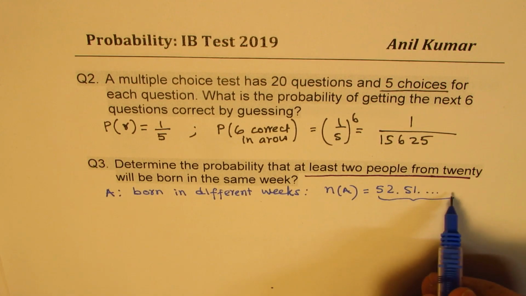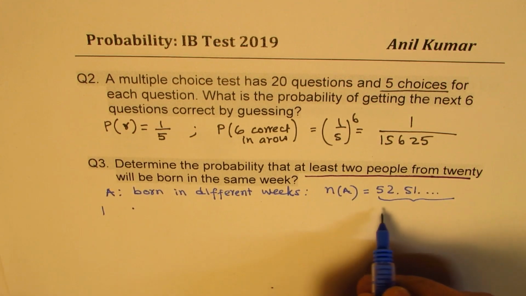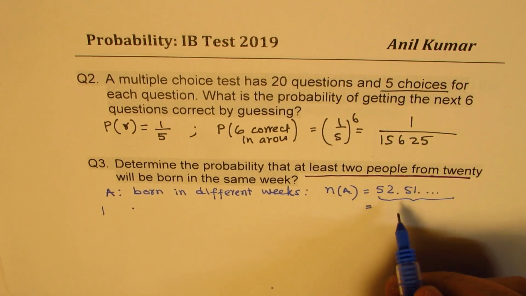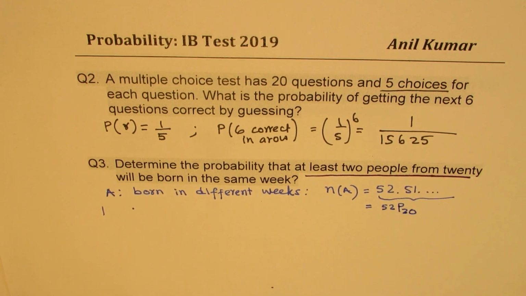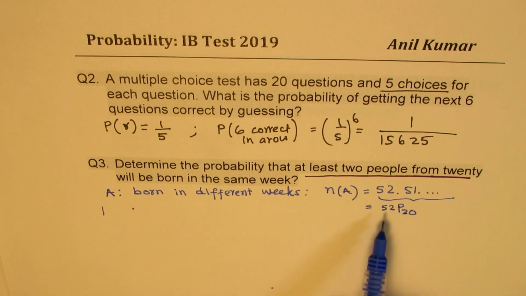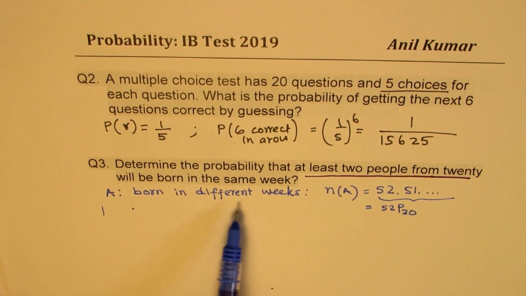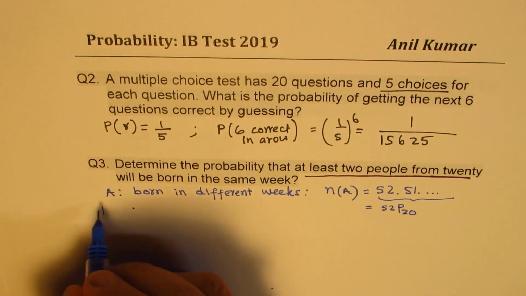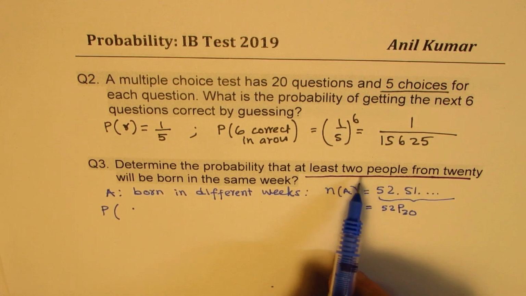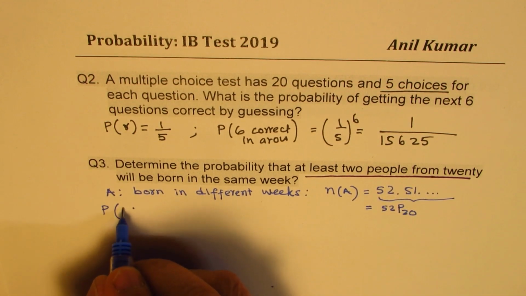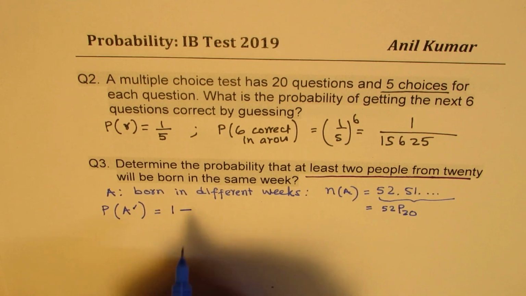So in short, we can write the number of cases, in the form of permutations, as 52 P20. Correct? So 52 P20 is the number of ways in which people are born in different weeks. Now we want the probability that at least 2 people are born in the same week, right? So that means the probability of A prime is what we are looking for. So that should be equal to 1 minus probability of A.